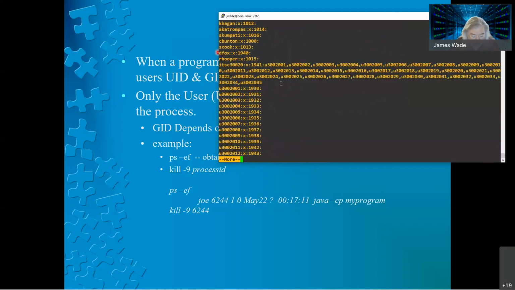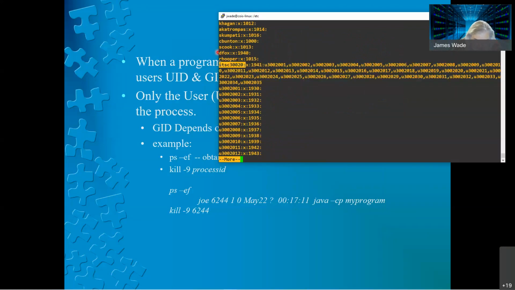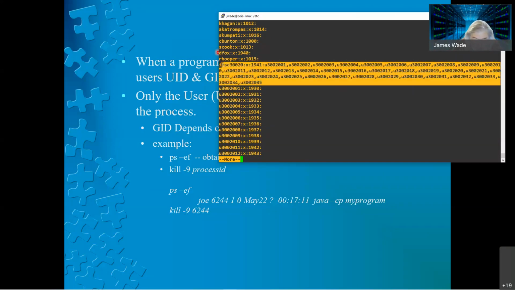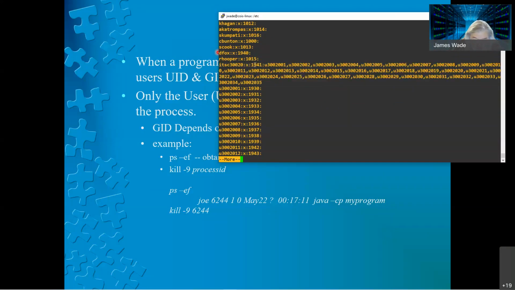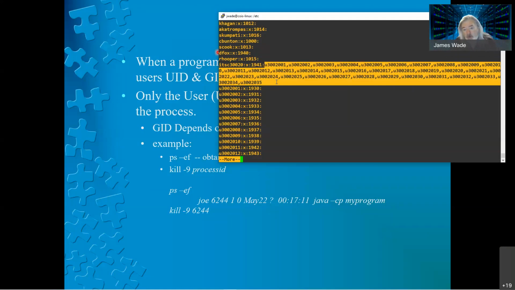Okay. And then if we keep looking, here's all of these. By the way, this is more normal. See how all of these user IDs are associated with this group called ITSC 30020. And here is the group ID 1941. This is more normal that you see in the real world, where there's a group ID and the name. So this is the group name, the group ID associated with that name, 1941. And then you see a bunch of users that are associated with the group. That's normal.